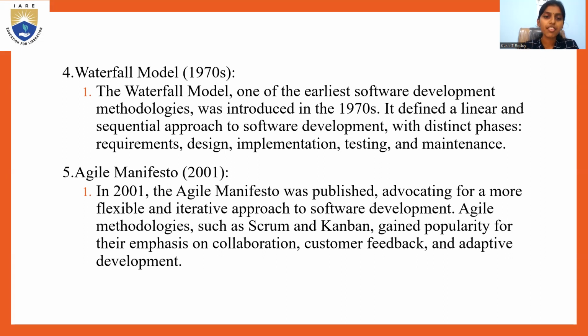Next is the Agile Manifesto in 2001. In 2001, the Agile Manifesto was published, advocating for a more flexible and iterative approach to software development. Agile methodologies such as Scrum and Kanban gained popularity for their emphasis on collaboration, customer feedback, and adaptive development.